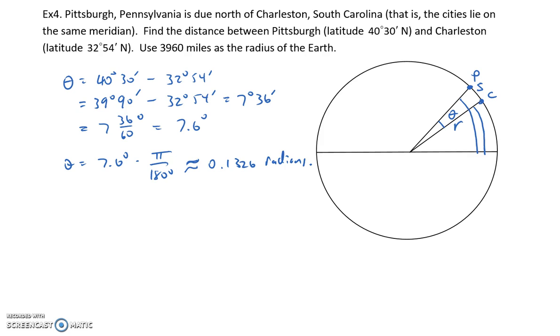So now using our arc length formula, s equals r times theta, with theta in radians. r is the radius of the Earth, 3,960 miles, multiplied by 0.1326 radians, which, since it's unitless, you don't have to write radians. It has no units associated with it. So our answer is going to be in miles. That'll be approximately 525 miles for the arc length between points P and C.